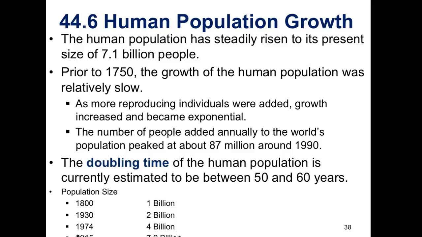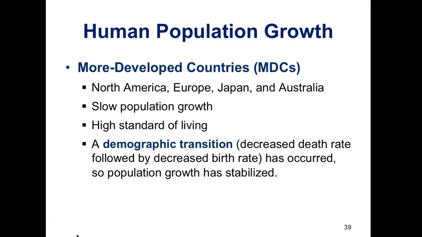Looking at the human population growth, the population for humans has steadily risen to its present size of 7.1 billion people today. Prior to 1750, the growth of the human population was relatively slow. As more reproducing individuals were added, the growth increased and became exponential. The number of people added annually to the world's population peaked at about 87 million around 1990. The doubling time of the human population is currently estimated to be between 50 and 60 years. That means every 50 to 60 years, the population is going to double in size.